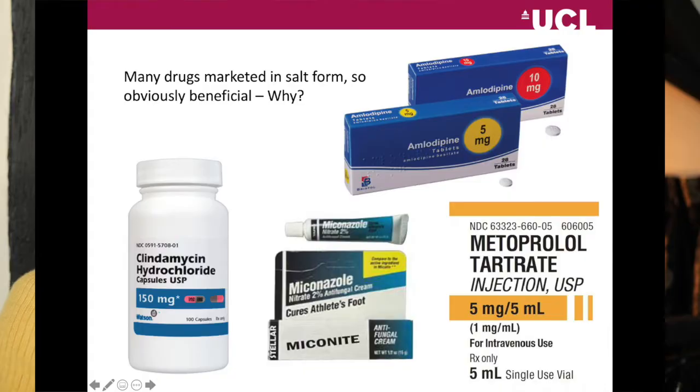If you look at the products that are available on the market, you will see that a vast number of them are as salts. On the screen in front of you are a range of different salts. There's clindamycin hydrochloride, miconazole nitrate, metoprolol tartrate, for instance. All of these are salts. You can always tell when an active is being marketed as a salt because it has the name of the drug plus the name of the salt former afterwards. So it's a really easy way of looking at a box.